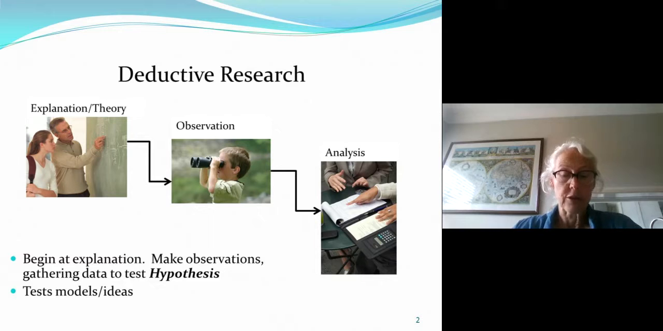So as it says in the bullets there, you begin at the explanation. You make observations, you gather data, typically to test a hypothesis. So it's about testing out models and ideas. Now, this kind of research is very common, I find, in students' dissertations. It's probably more common than inductive research, although sometimes students say they're doing inductive research, but actually they're really doing deductive research, because there is an awful lot already written on many of the topic areas that you'll be interested in. And so there's often theory that you can draw on from either the area you're already working in or related fields.